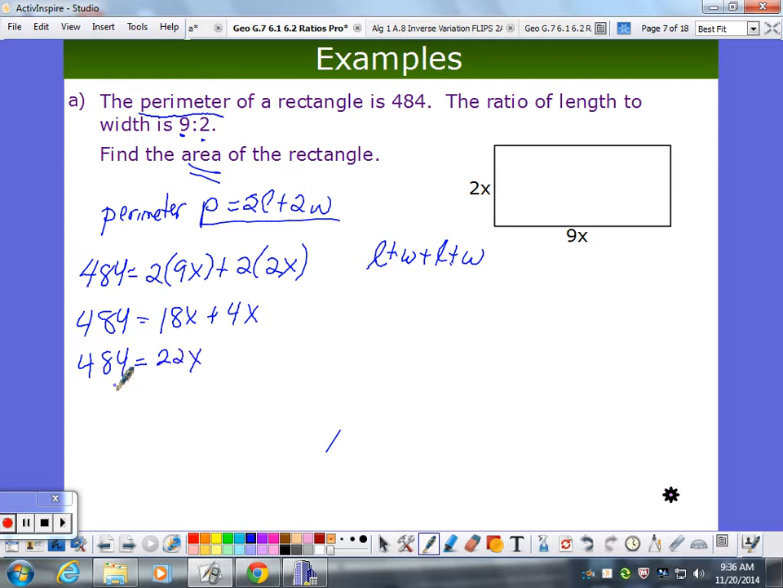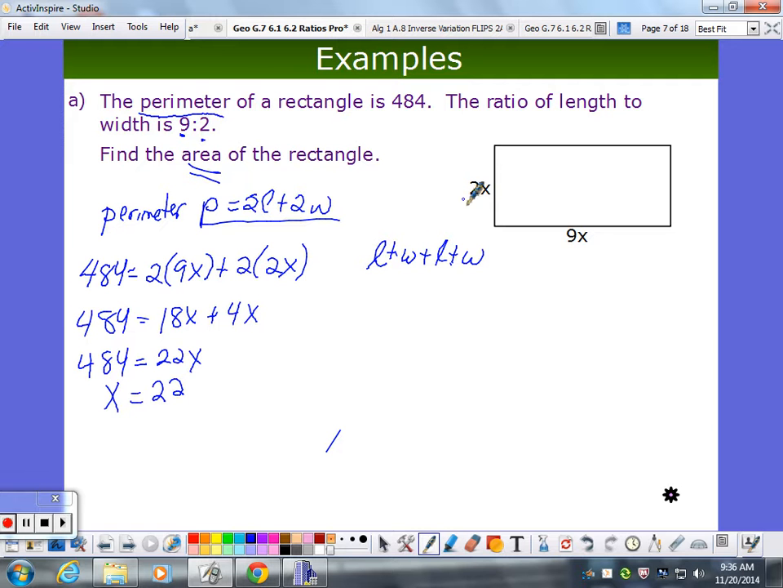When I did that, you tell me what you get, see if you agree. What did you get, Josie? 22. Is 484 divided by 22? You have your calculator, just verify we're doing this right. I know what x is. Yeah, we agreeing?